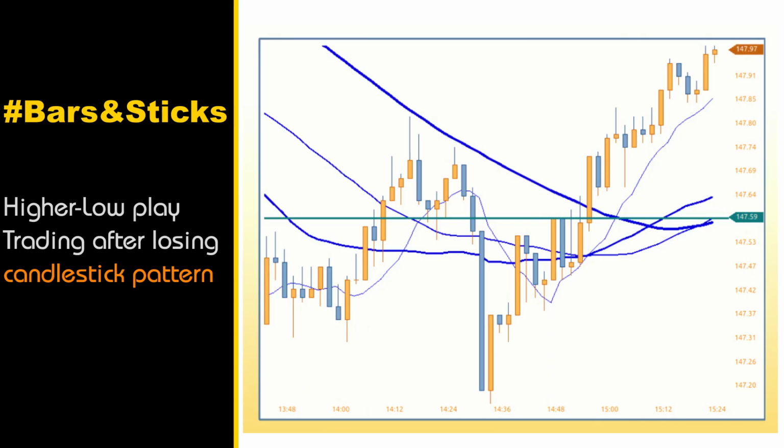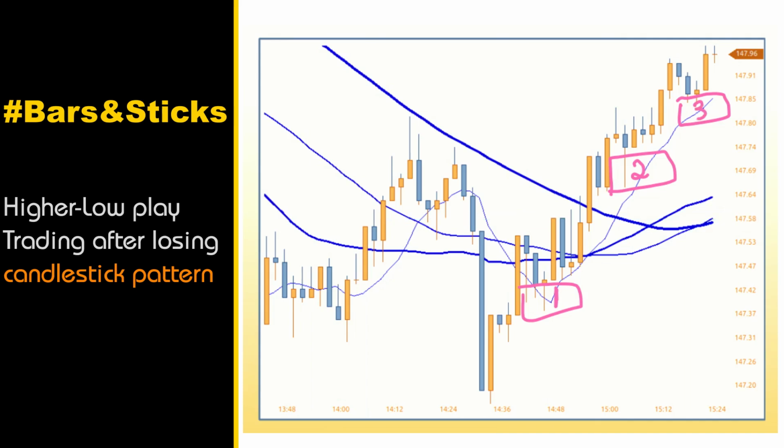Now if I look at these pivots, these higher lows, there is a higher low. Here's another higher low. And here's another higher low. So that's 1, that's 2, and that's 3. At that point, I'll exit the position.